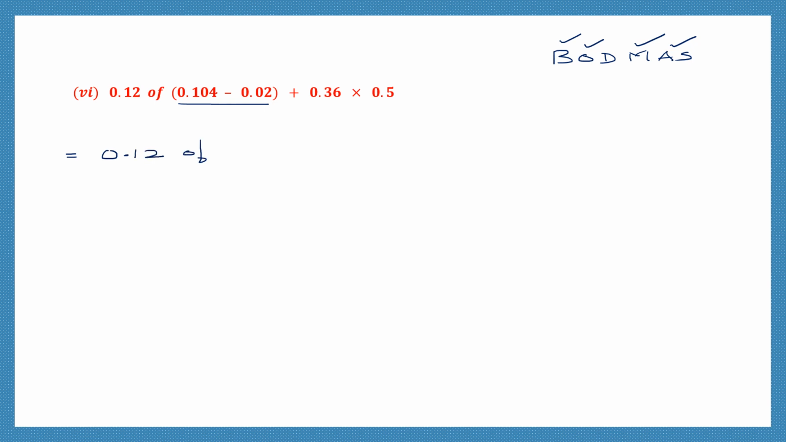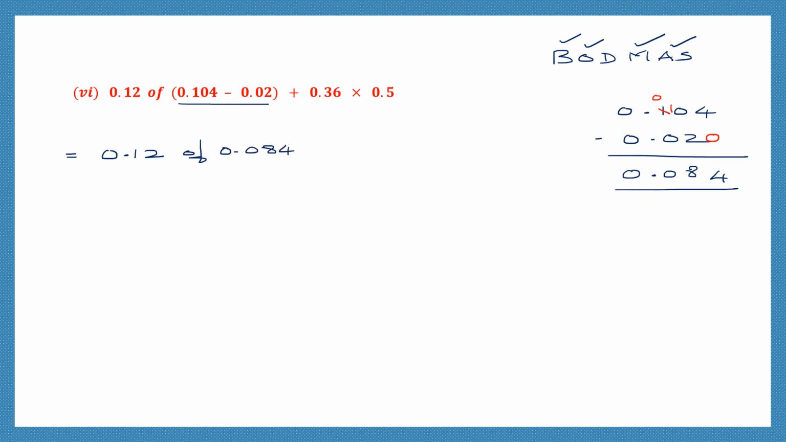So 0.12 of, now let's work out what's within brackets. That is 0.104 minus 0.02. So here I need to subtract. So let me put a 0 here. Now do normal subtraction. 4 minus 0 is 4. Now 0 minus 2 I can't do, so I'm going to borrow from here. 10 minus 2 is 8. Then here we have 0.0. So 0.084. So let me write that. 0.084 plus, we'll write everything else as it is.